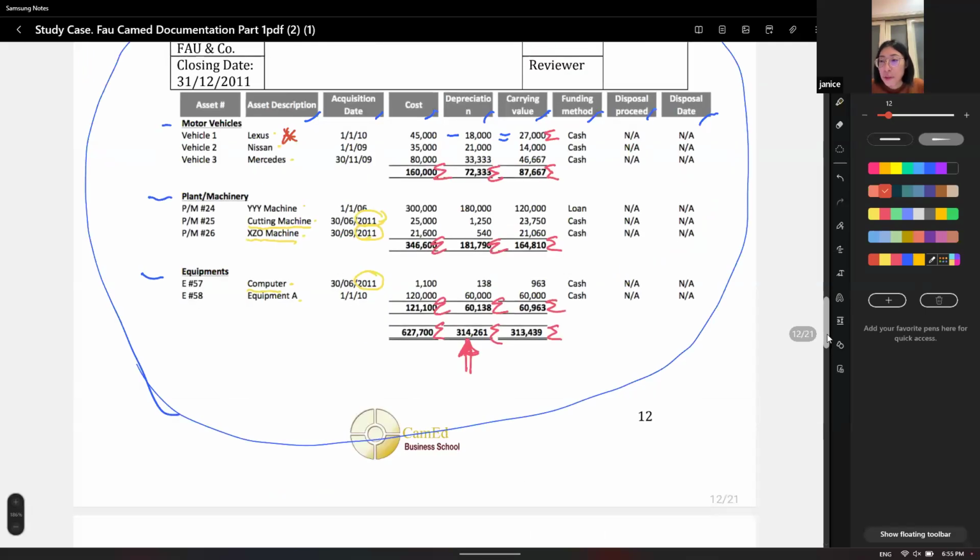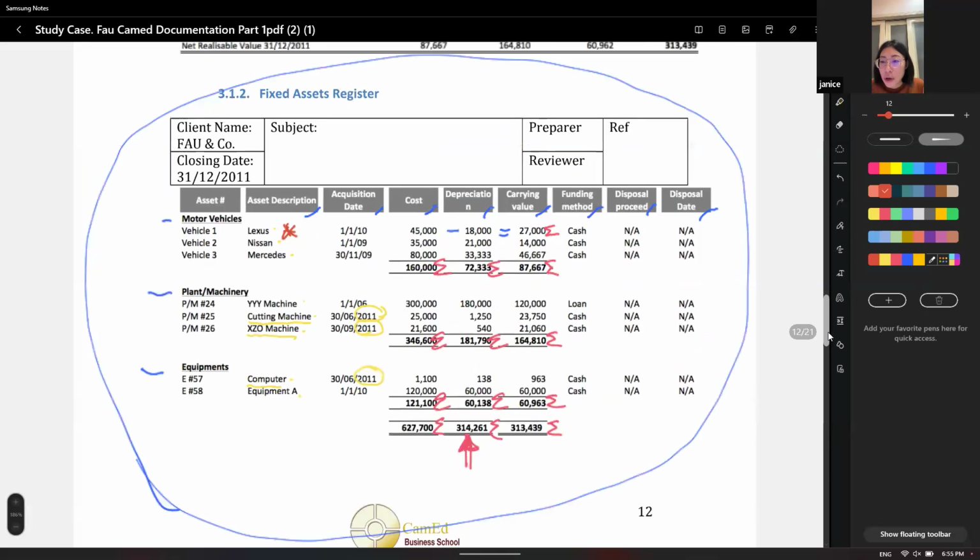Now, I put a little star on the Lexus car. Let's see how much the Lexus car is worth in our books. It cost 45,000. We bought it last year in 2010. And we depreciated 18,000, nearly 40%. And now the net value is 27,000.